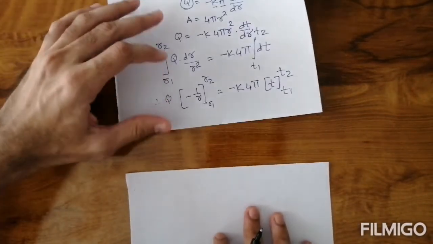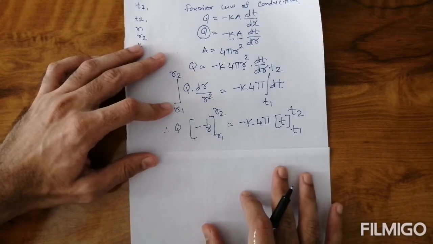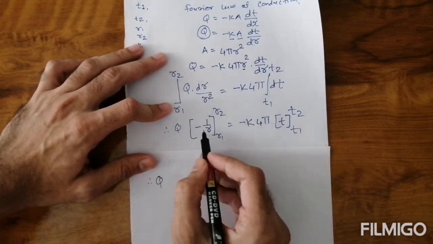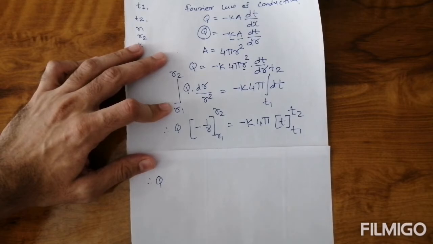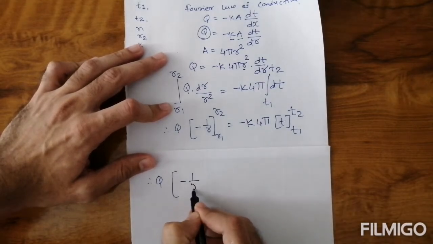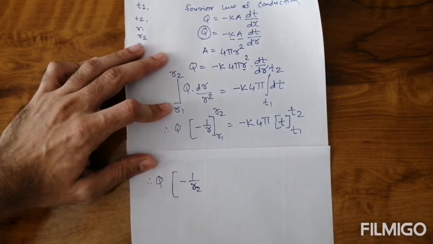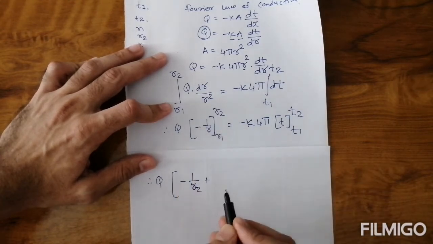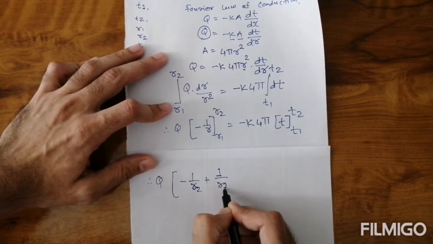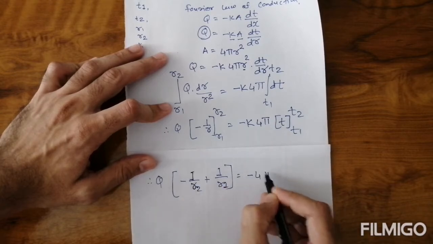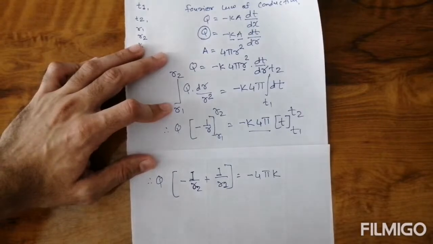Now we just put that limit inside the bracket. So how will it be considered? So Q as it is. First we have just put 1 upon R2, so it will be minus 1 upon R2. Then after it will be minus minus, it will be plus 1 upon R1. Okay, is equal to minus 4 pi k as it is.